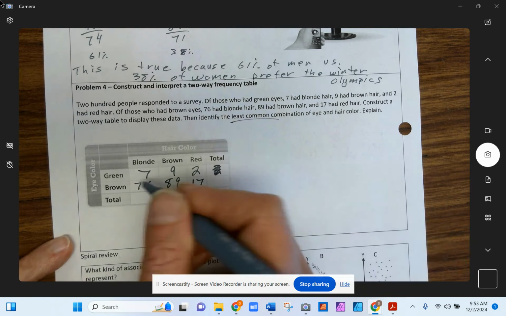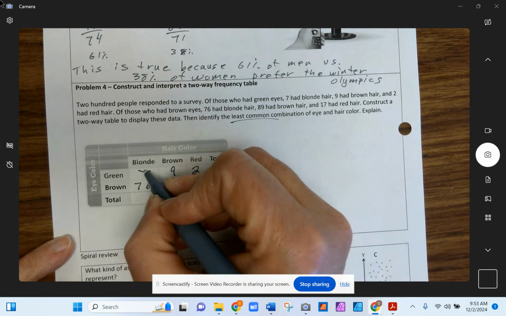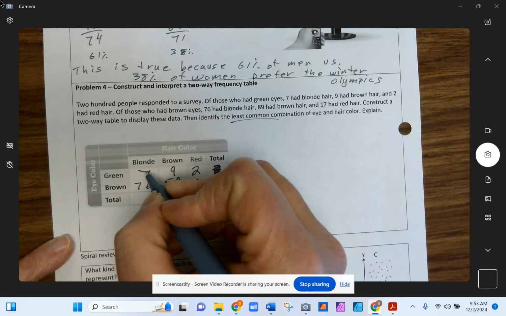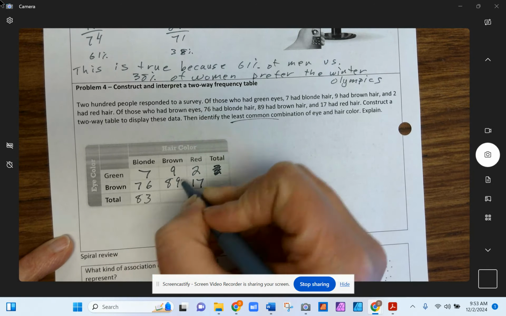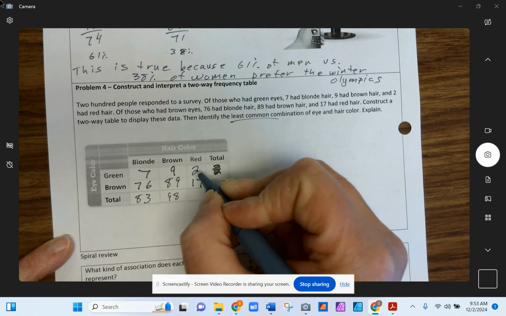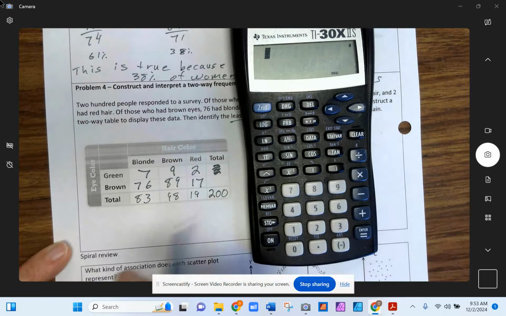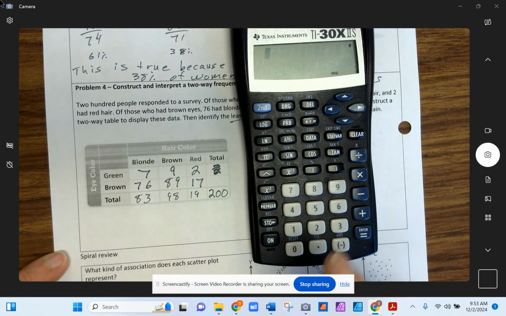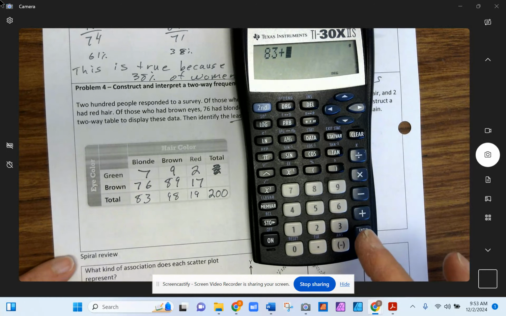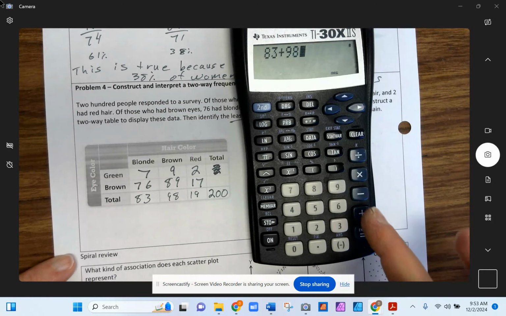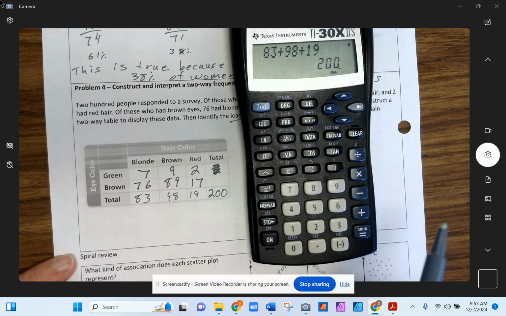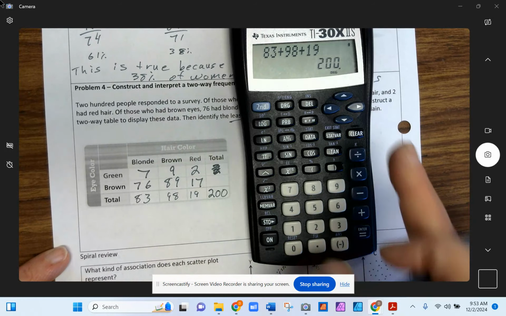Okay, so we've got the total, we've got all this. Now how you do this is you just add down and then add across. So 7 plus 76 is 83, 9 plus 89 is 98, 2 plus 17 is 19. Now we can double check our work here, and as long as these three numbers add up to 200, then we're good to go. So 83 plus 98 plus 19, and we get 200. So our calculations are correct that way.